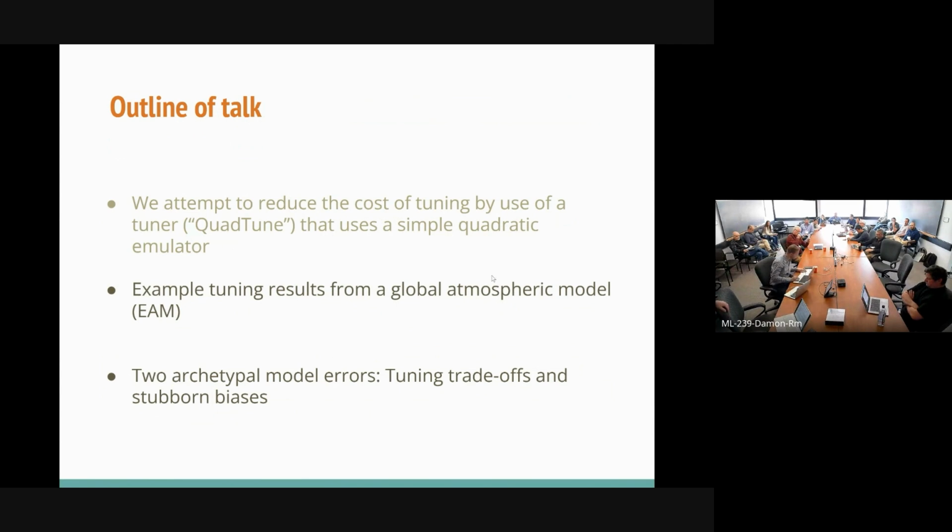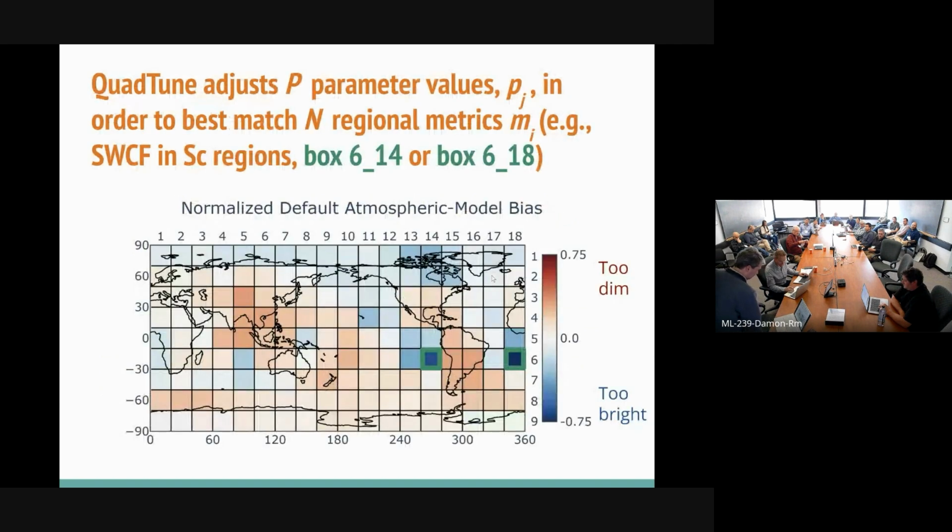Okay, so the outline of my talk is, first, I'll introduce this tuner that we've been developing. It uses a simple quadratic emulator of CLUBB's parameter dependence. Then we'll show some example tuning results from a global atmospheric model, which is EAM, DOE's counterpart to CAM. Then I'll show two archetypal model errors: tuning trade-offs and stubborn biases.